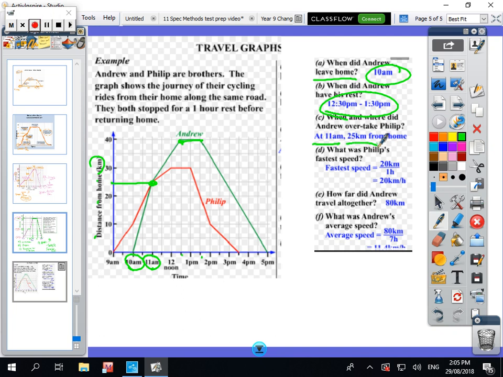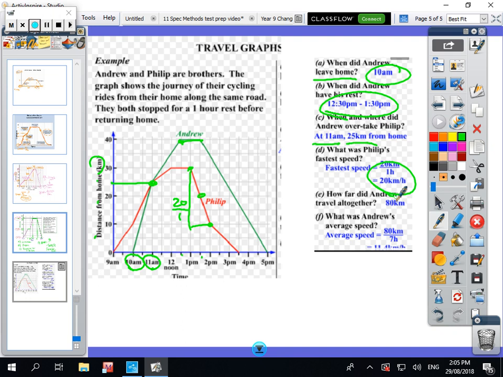What was Philip's fastest speed? So we're looking for the steepest line. So this section here looks the steepest line. We could check the other lines, but that looks the steepest. So it's going from 30 to 20... so he's going 20 kilometres in the space of 1 hour. So his speed is 20 kilometres per hour.